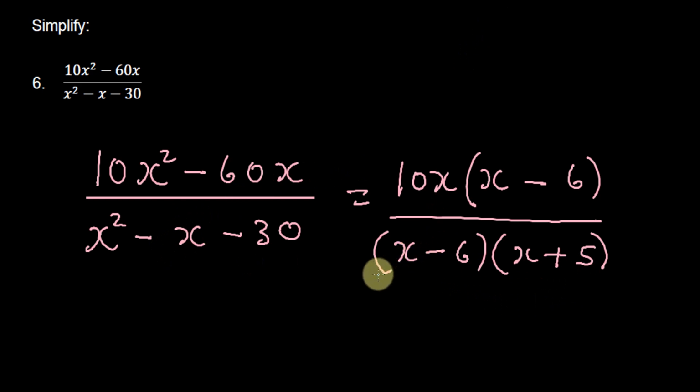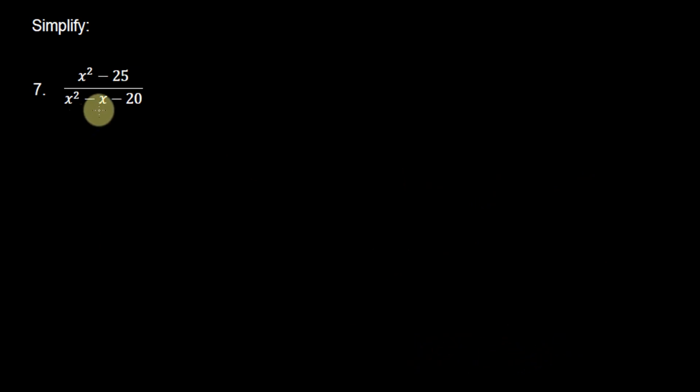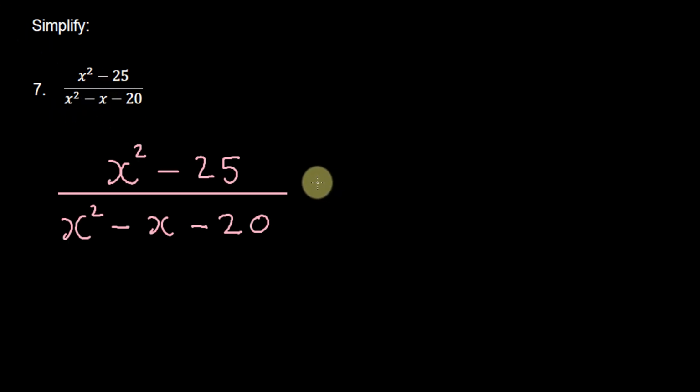We can cancel the x minus 6 in the denominator with the x minus 6 in the numerator. And we are left with 10x over x plus 5. First checking for common factors. There are no common factors in the numerator or the denominator. In the numerator, however, we have a difference of squares. So it's going to be x minus 5 times x plus 5.